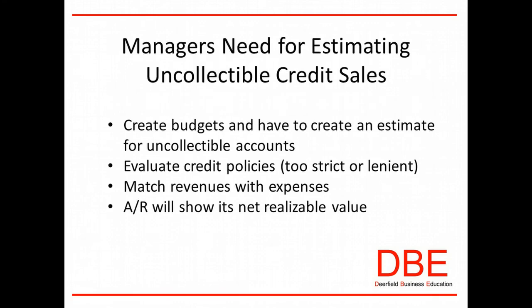For estimating uncollectible credit sales, managers create budgets. Remember, they create budgets and they have to create an estimate for uncollectible accounts. They have to evaluate their credit policies. Are we too strict? Are we too lenient? And like I just mentioned, we have to match revenues with expenses. And then finally, accounts receivable will show its net realizable value. The net realizable value is basically our receivables minus any uncollectibles that we anticipate, and that gives us our net value.